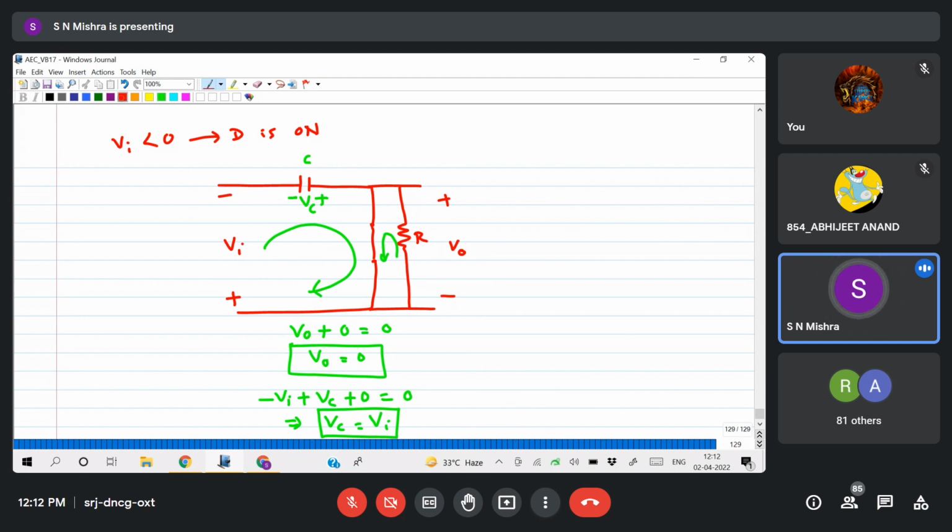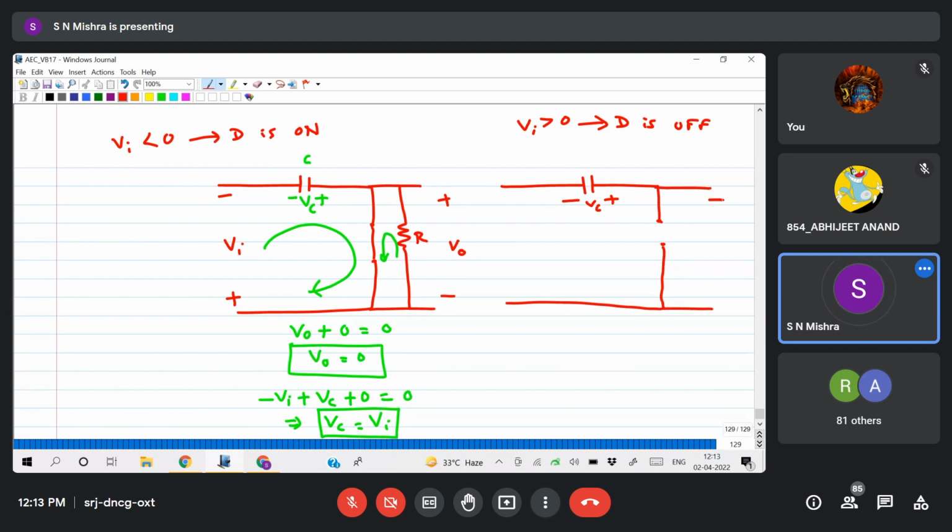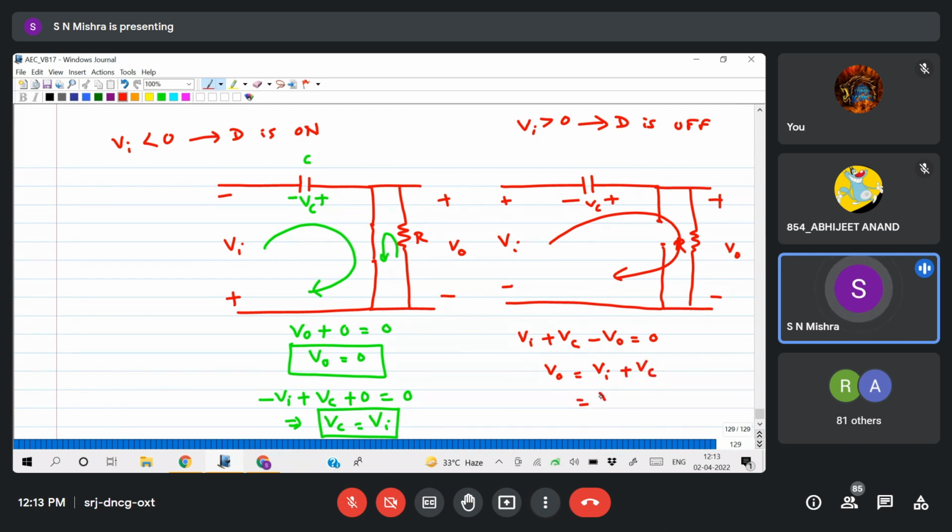Now the other half cycle, Vi greater than 0, D is off. So what I'll do, the capacitor will hold the charge, so minus plus Vc, then the diode is open circuit, plus minus V naught, resistor R, minus plus. Apply KVL: minus to plus Vi, minus to plus Vc, minus V naught equals 0, V naught equals Vi plus Vc. So what is Vc? That is Vi. So 2 Vi is V naught.